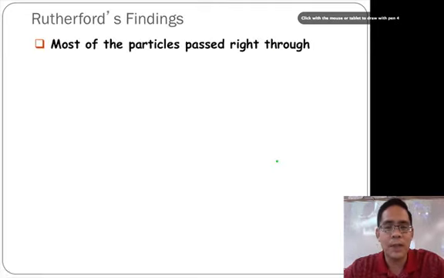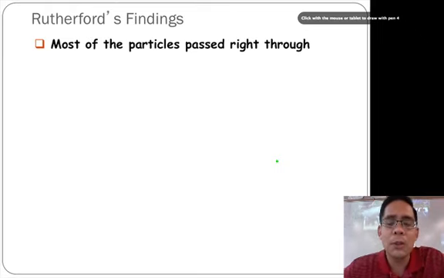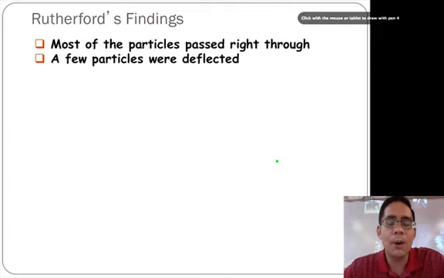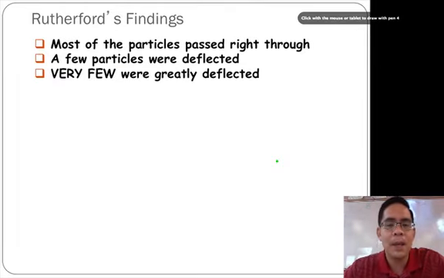And so here's what his findings were. Most of the particles passed right through, which meant that whatever it was trying to hit was empty space. A few particles were deflected, which means whatever it hit kind of deflected also, like a sphere, like in that second picture. And very few were actually greatly deflected.